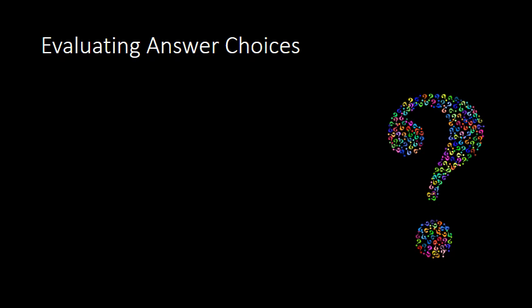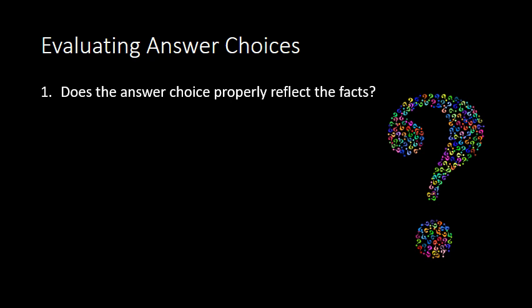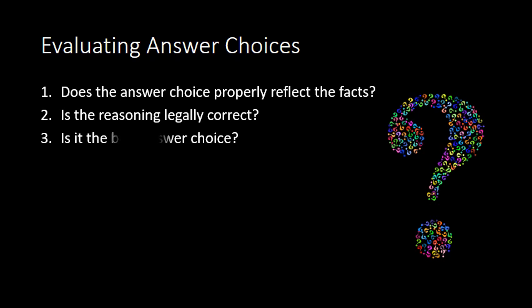So our next step and our last step is to read the answer choices and determine which best addresses the answer you articulated. In evaluating the answer choices, we want to think about three things. First, does the answer choice properly reflect the facts? Two, is the reasoning legally correct? That is, is it applying the law to the facts correctly? And three, is it the best answer choice? Is it the best one of all the answer choices?